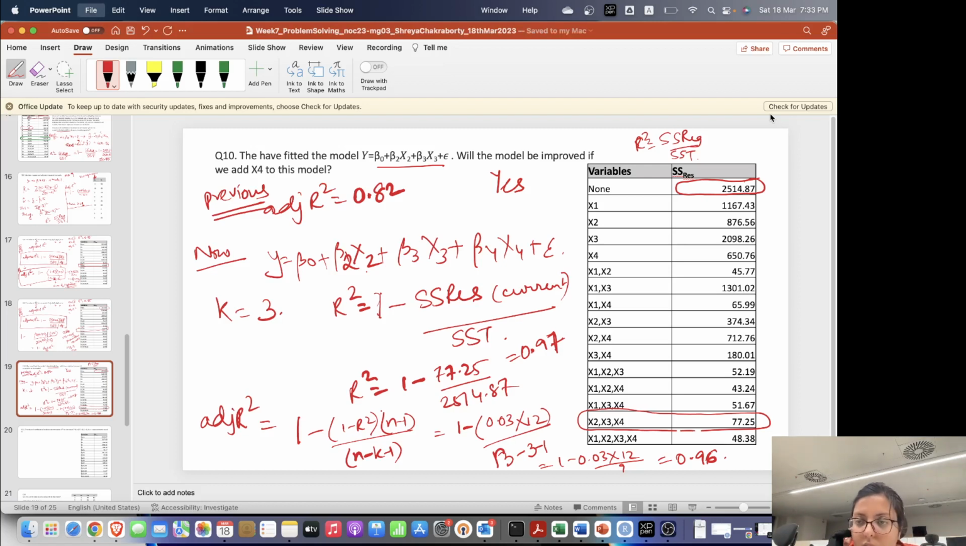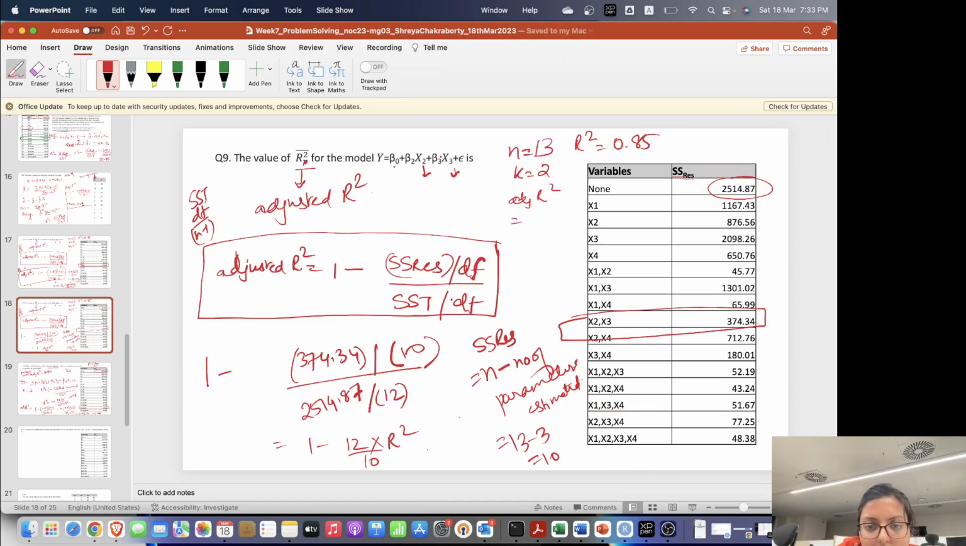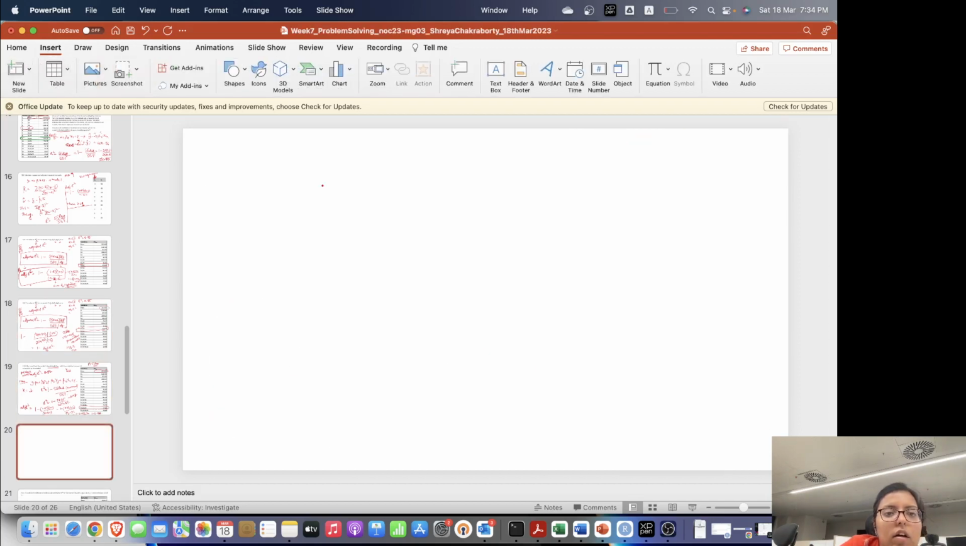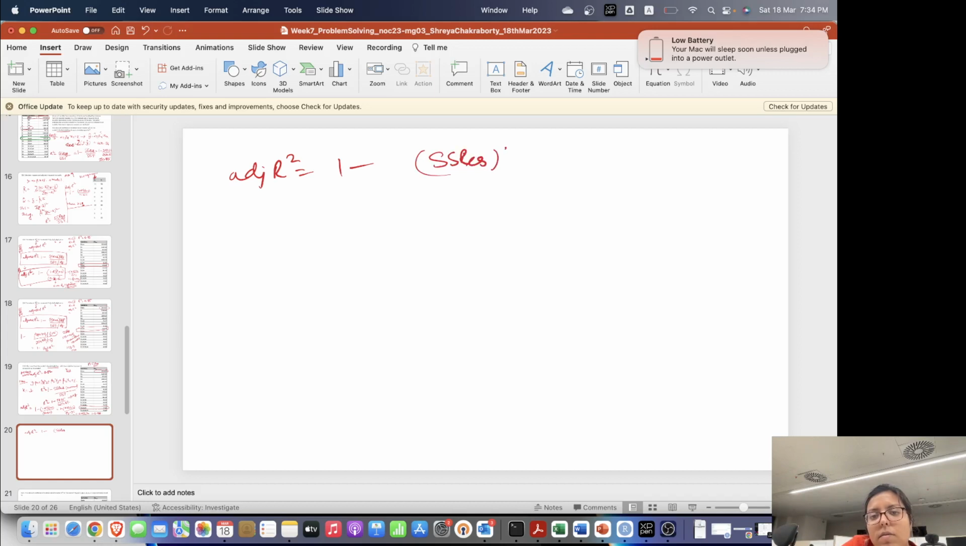Ma'am, in this question, why are we not using the divide sign? 1 minus R square upon n minus 1. In the previous one we used divide. So see, n minus 1 is actually the df. If I come from this one, adjusted R square is 1 minus SS residuals by df residuals, by SS total by df total, which is always n minus 1.